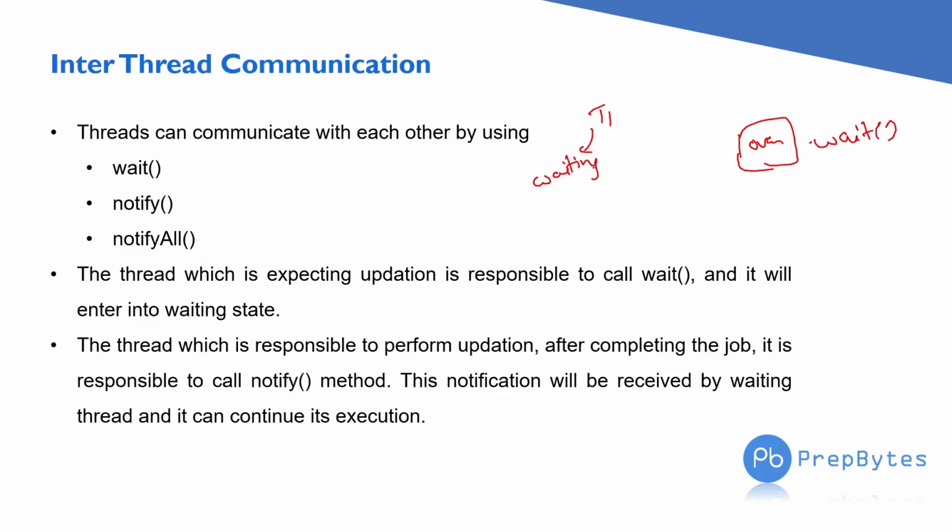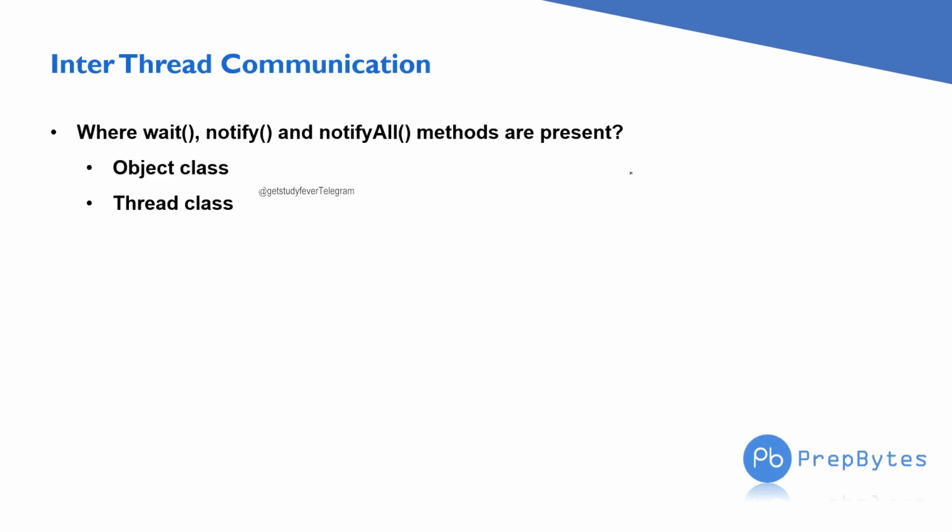Next point is the thread which is responsible for performing the update. T2 is responsible for performing the update, so after completing a job, it will call the notify method. This notification will be received by the waiting thread, and it can continue its execution. So we are adding a waiting state. Fine. Next point.